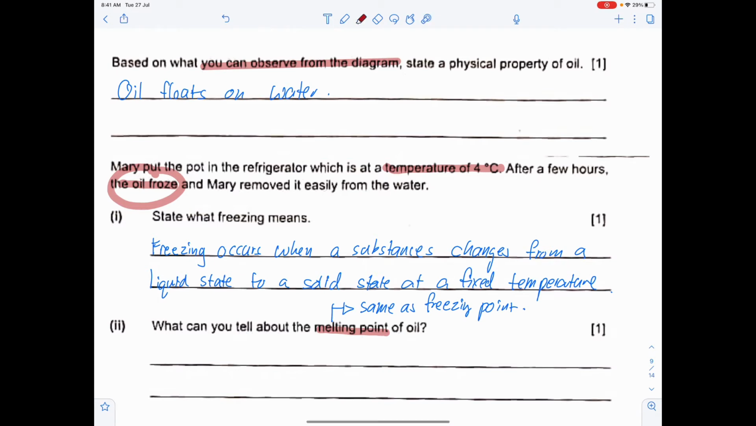Now you can actually remove it easily without it melting into the water because it floats. It floats. Okay? It's less dense.